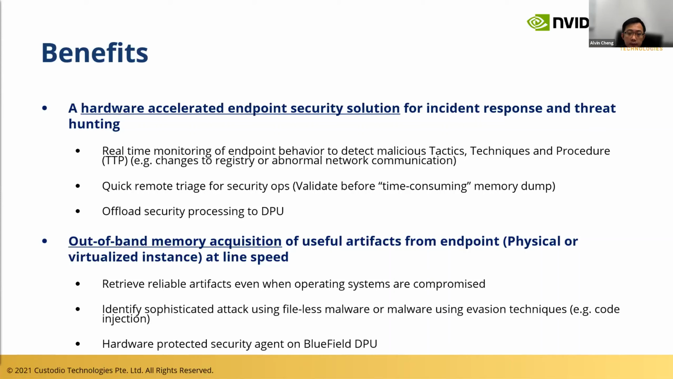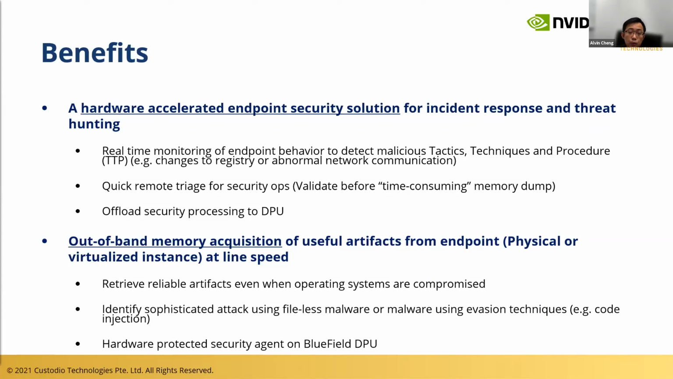then we can ask the agent to dump the full memory. Lastly, the hardware accelerated endpoint security solution also offloads security processing to the DPU. So now we have the agent running at line speeds, getting information at line speeds. Things are happening at a very fast pace. Out-of-band memory acquisition allows us to extract useful artifacts from the endpoint. This gives us reliable artifacts for investigation, even when the OS or hypervisor are compromised.